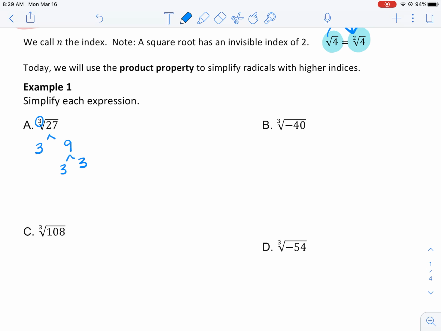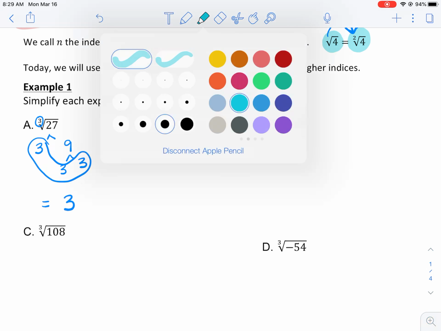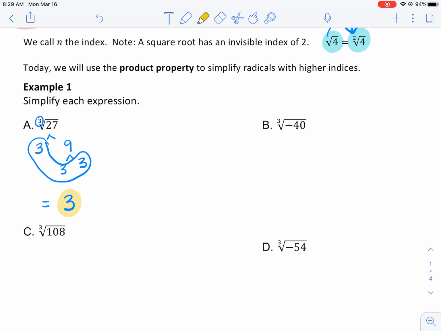This time, because we're taking the cubed root, we're actually looking for 3 of a kind instead of 2 of a kind. So in this case, we have 3 3's, and so the cubed root of 27 is 3. And notice that we have no numbers left over, so 27 is a perfect cube.